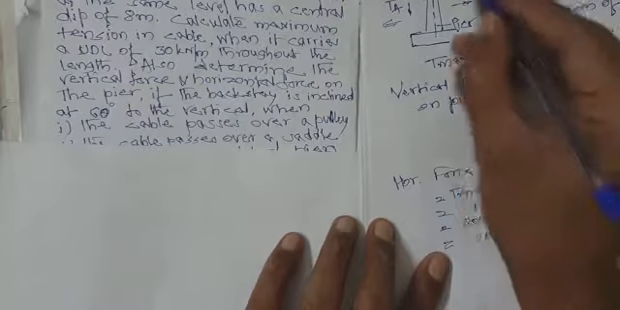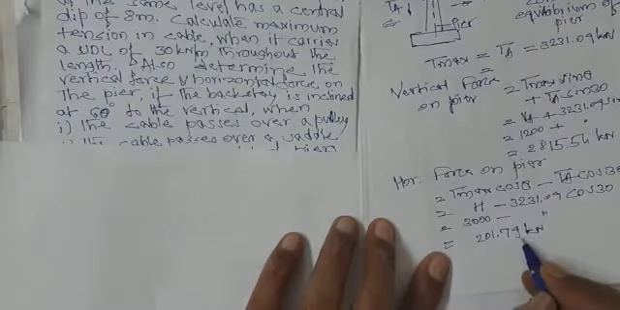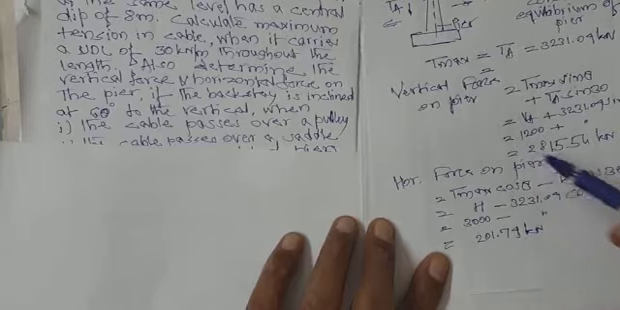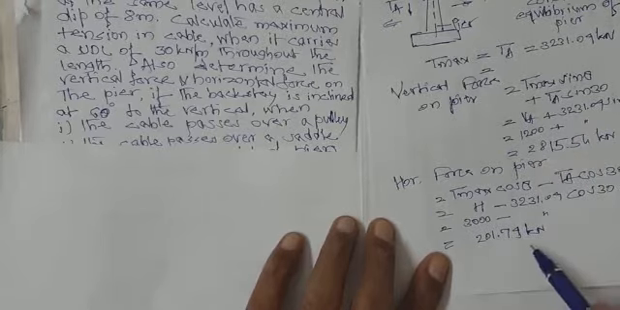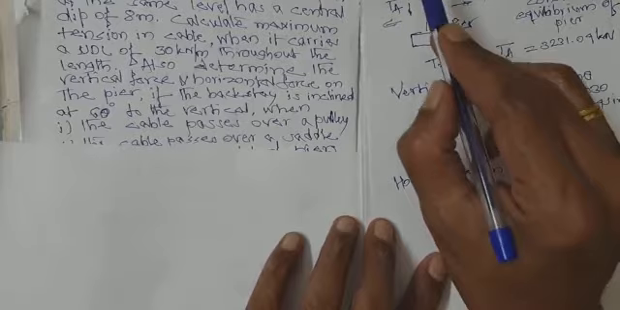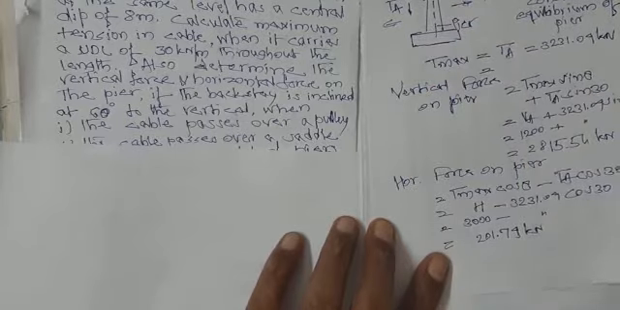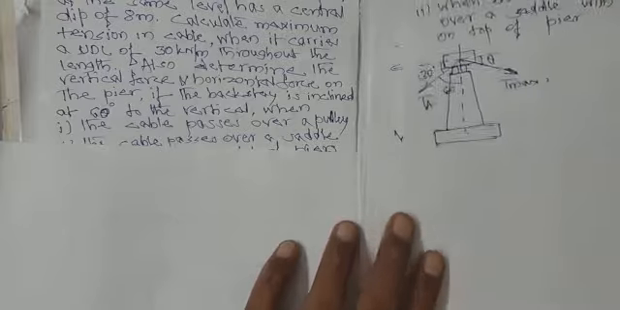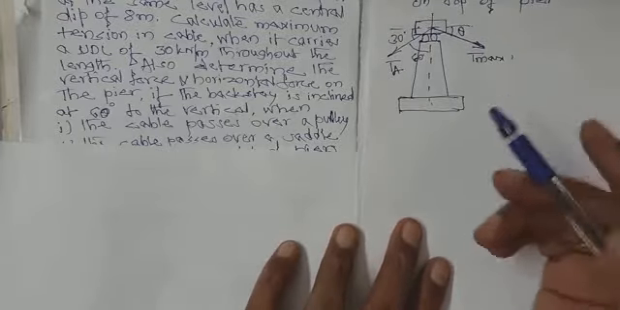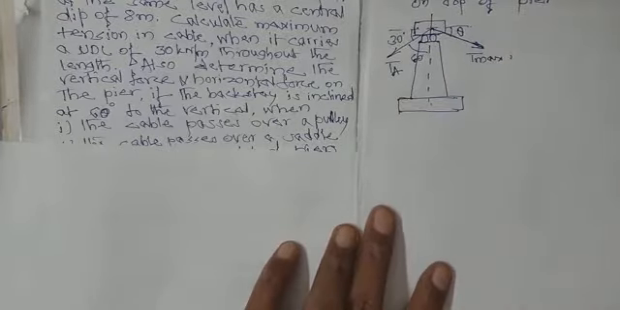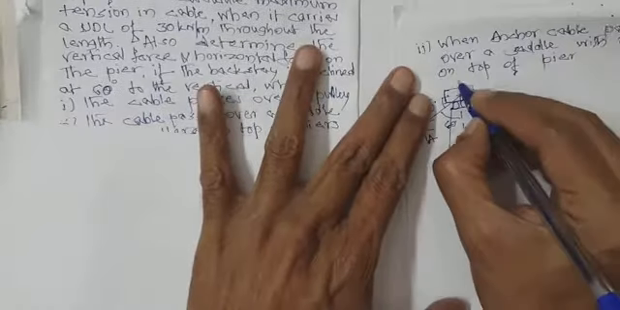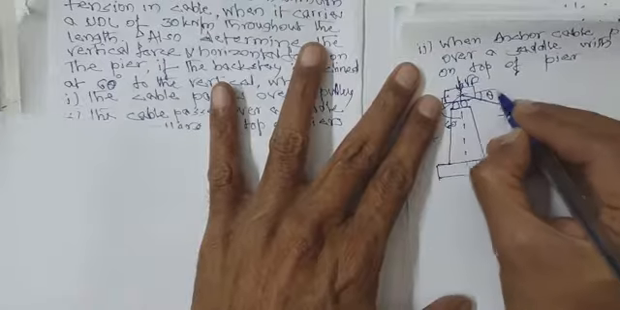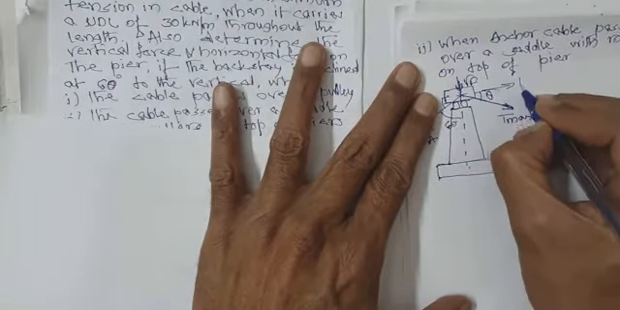So the horizontal force is 2001.79 kilonewton. So these are the vertical force and horizontal force on the pier when the anchor cable passes over the pulley. Okay. Second case, what he has asked, same, that is you need to calculate the vertical force and the horizontal force. Here also, let this be the vertical force. This is the horizontal force.